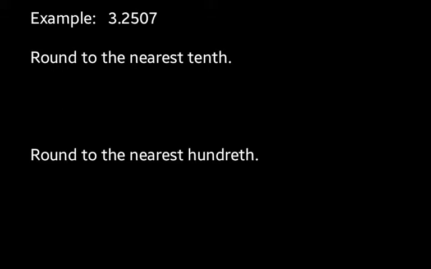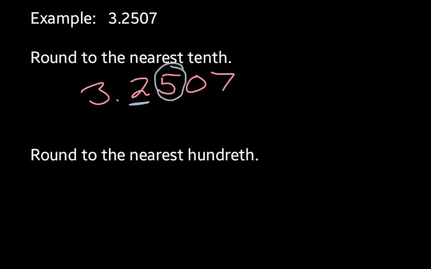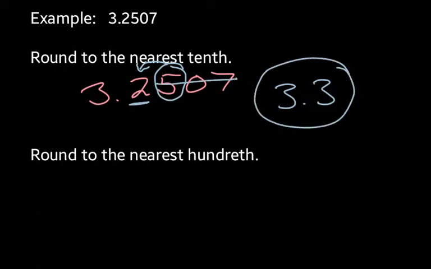We have the number 3.2507. The first part says round to the nearest tenth. So I'm going to underline the tenths place, which is the first decimal place after the decimal point. And I'm going to circle the number that comes after it, and in this case it's a 5. If we remember, 5 or higher makes us round up. So this number is going to increase by 1. So we're going to have 3.3, and then we drop everything after that after we've done our rounding, so this is that number rounded to the nearest tenth.